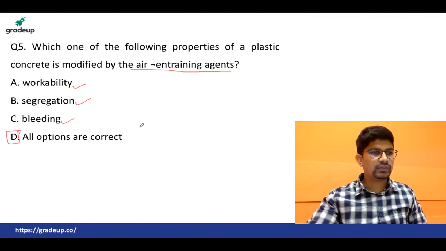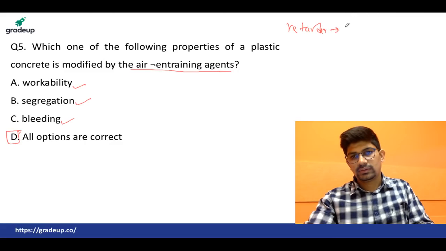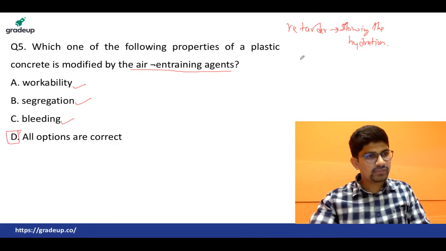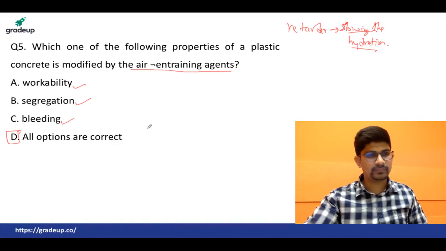Difference between retarder and water reducer. See, retarder is slowing the hydration, okay, and water reducer is permitting same workability at reduced water content or same water content at higher workability, okay. So the functions are different.